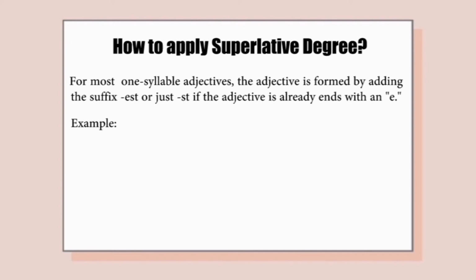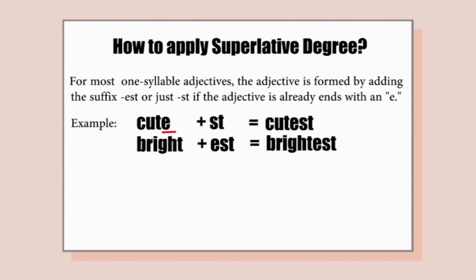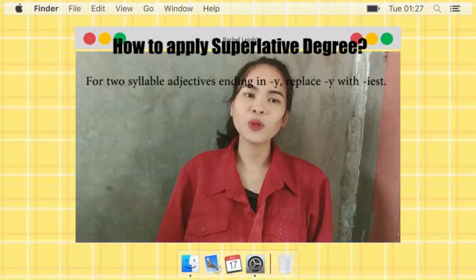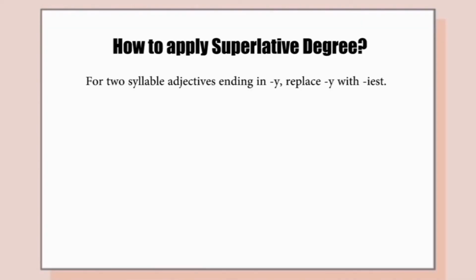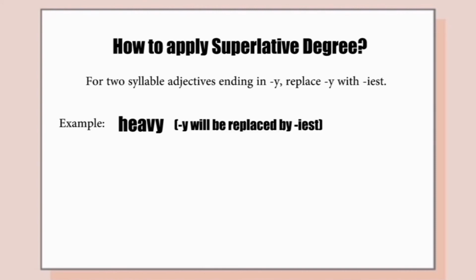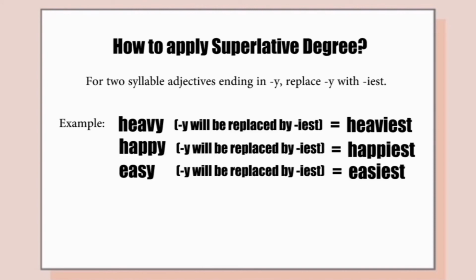For example, the word cute will be cutest as cute is ending in e, while bright will become brightest because it is not ending in e, so we just add est. For every 2 syllable words ending in y, replace y and add iest. For example, heavy will become heaviest, happy will become happiest, easy will become easiest, and costly will become costliest.